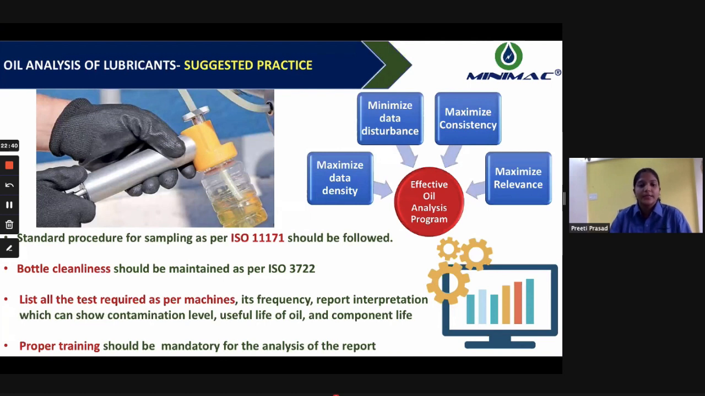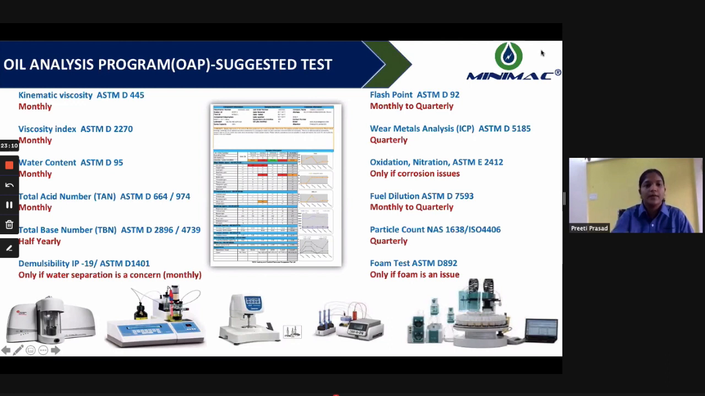And the list of processes required as per the machine, its frequency, and report interpretation can show the contamination level, the useful life of oil, and component life. For that also, proper training should be mandatory for oil analysis. With that, we are going to the second point. This is the suggested list of tests that should be done. The frequency is also mentioned, like the kinematic viscosity test should be done on a monthly basis, and likewise.